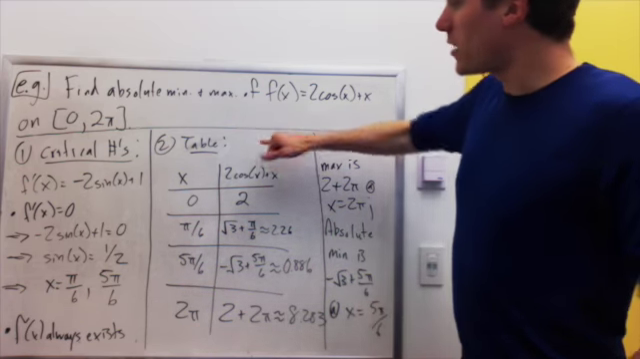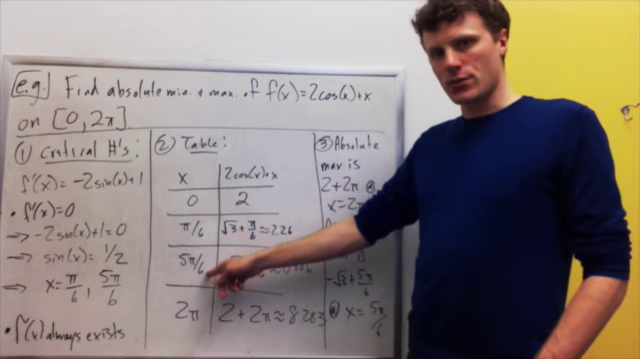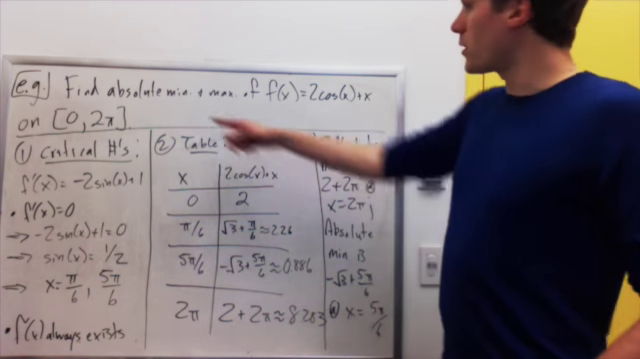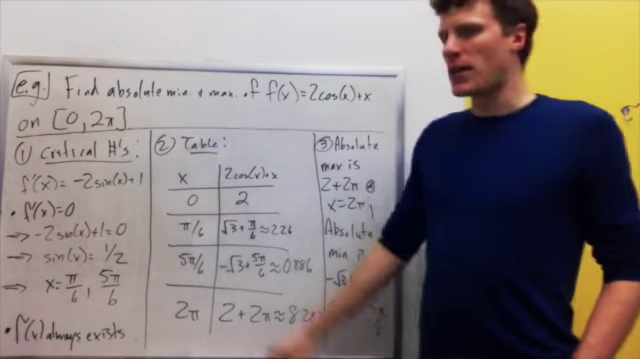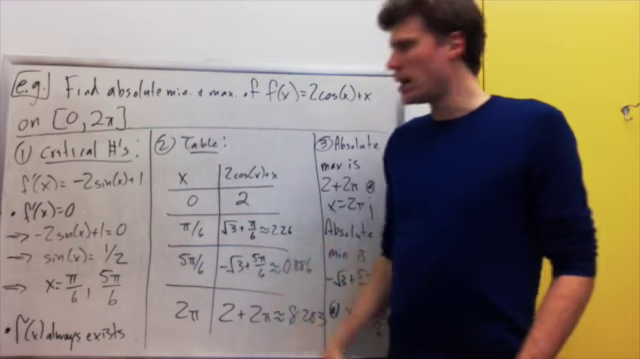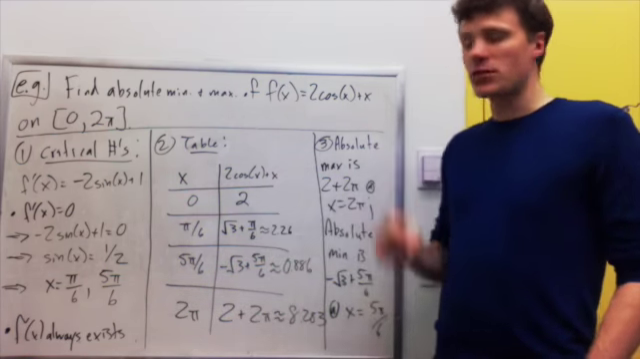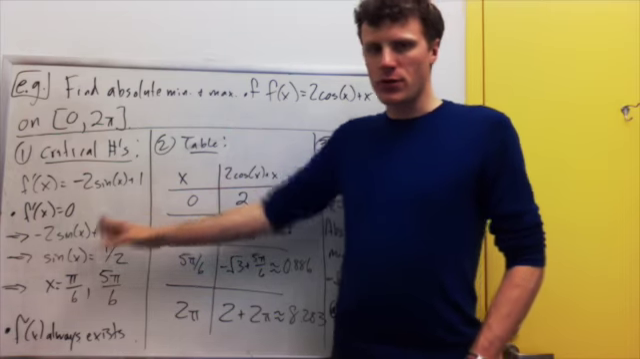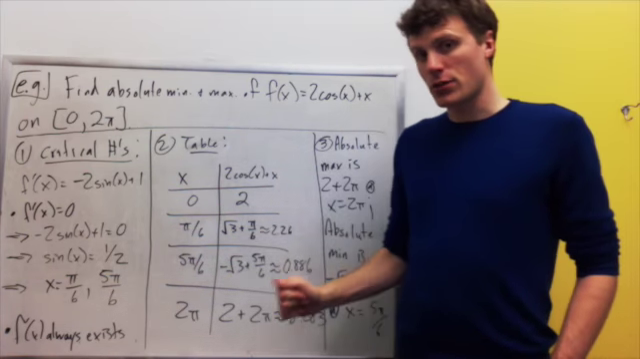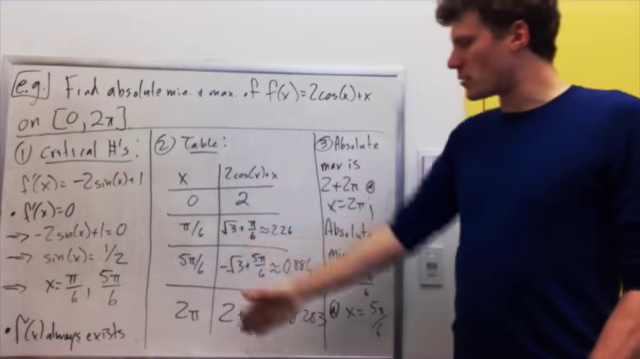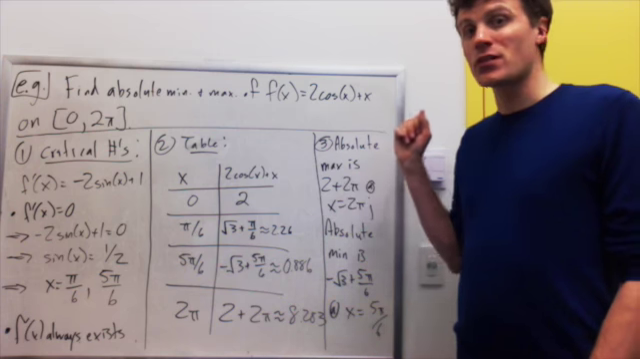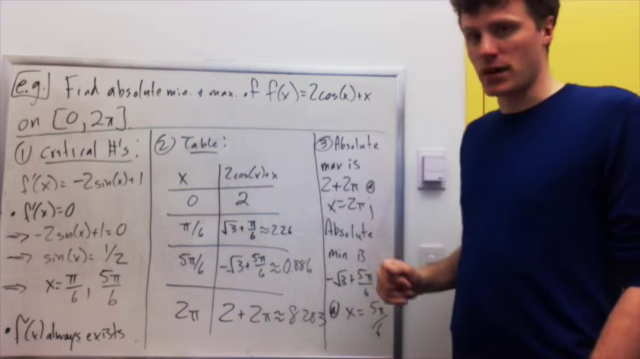Second, we will make a table with our critical numbers in it, pi over 6 and 5 pi over 6, but also the endpoints of the interval we're looking at. So we want to include 0 and 2 pi. Then we plug them back into the original function. We're done with the derivative. We use the derivative to find the critical numbers. Now we're going to plug these numbers into the original function because we're concerned with minimizing and maximizing this.